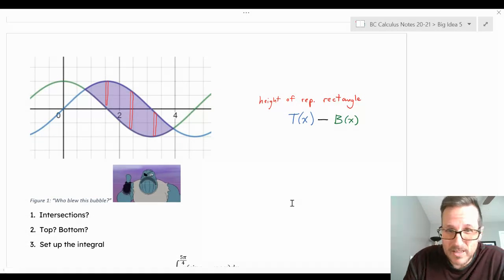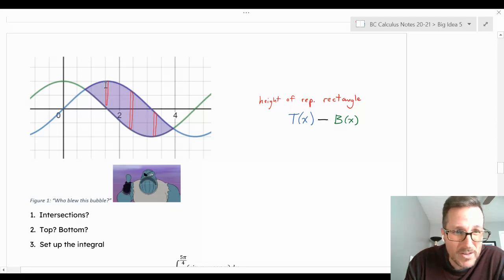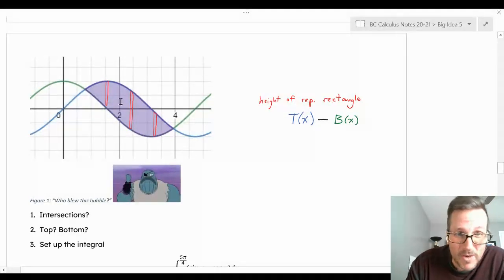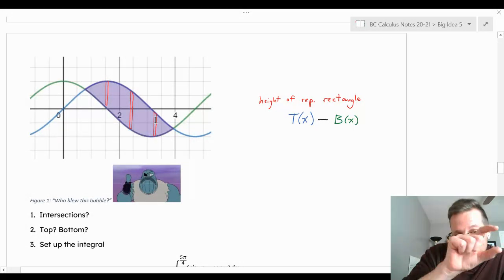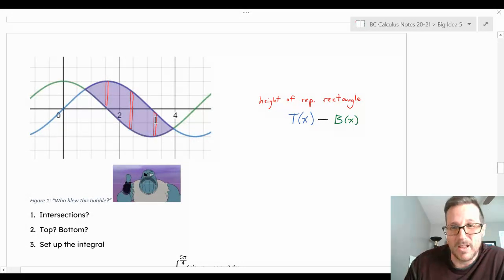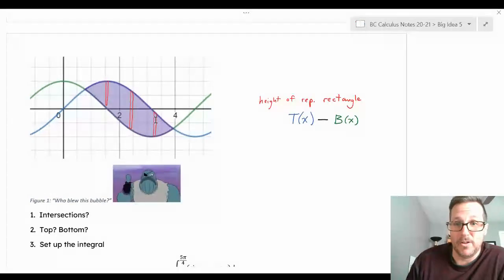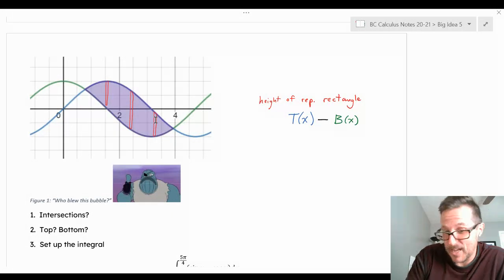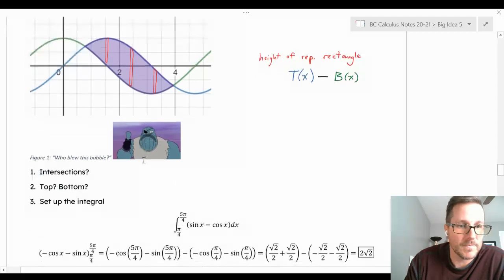You might notice I've got this little thing here, the height of the representative rectangle. So these little rectangles, if you remember when we talked about Riemann sums and how we defined a definite integral, it was a bunch of little rectangles in there, and those little rectangles are all sliding along. The height of any one rectangle is the top function minus the bottom function. And remember, we integrated height. Here we're going to integrate height, where the height is top minus bottom.